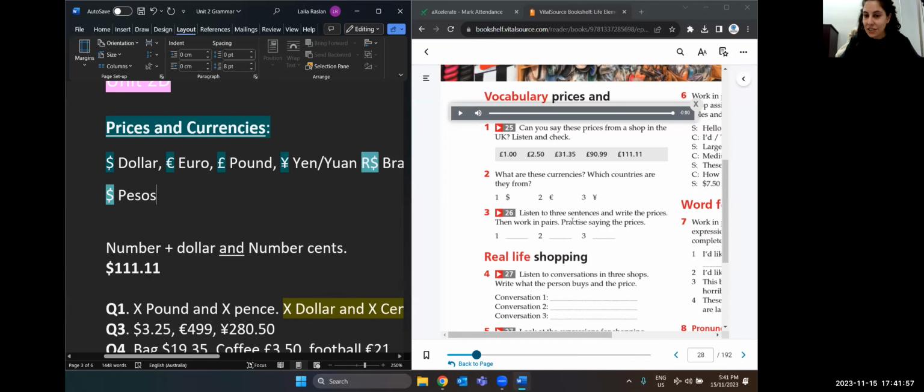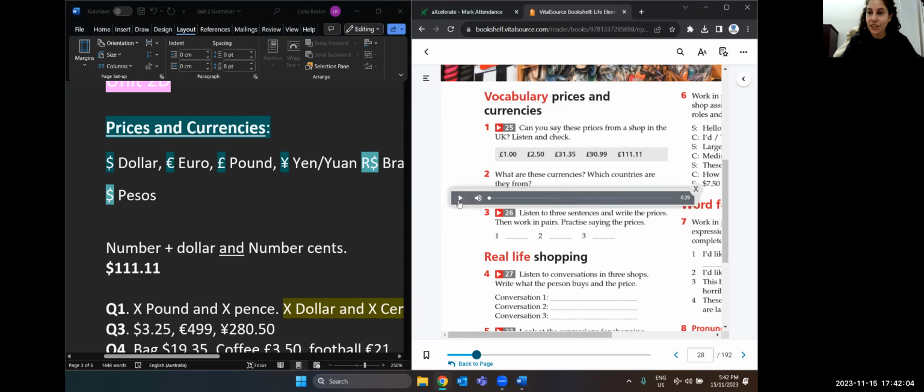Okay, let's listen to 3 sentences and write the prices. We're going to listen to the audio and see what price we write. Remember to also include the symbol, the currency. Okay, let's have a listen.